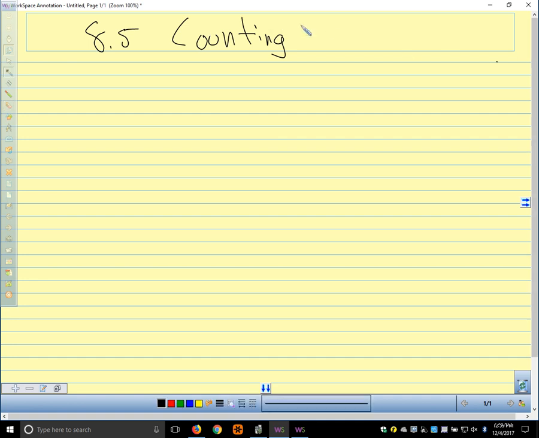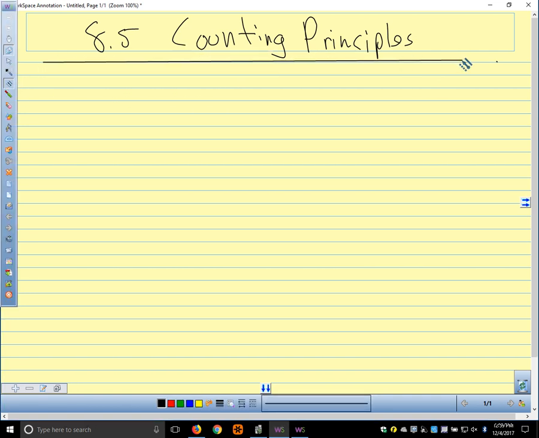So we're going to talk about counting principles today. What we're going to do is talk about counting, and towards the end of the lesson we'll make a connection between what we're talking about today and the binomial theorem.